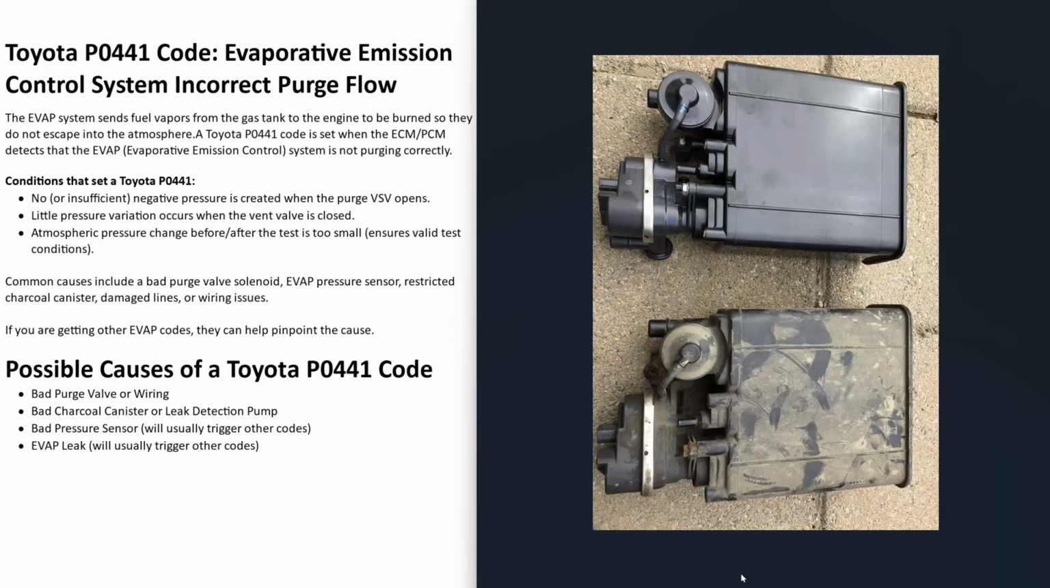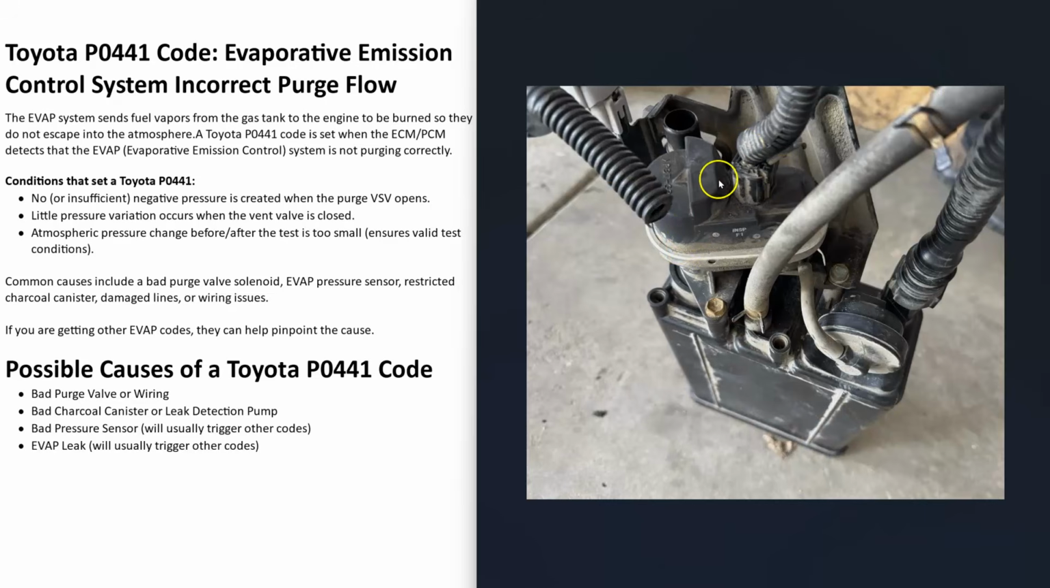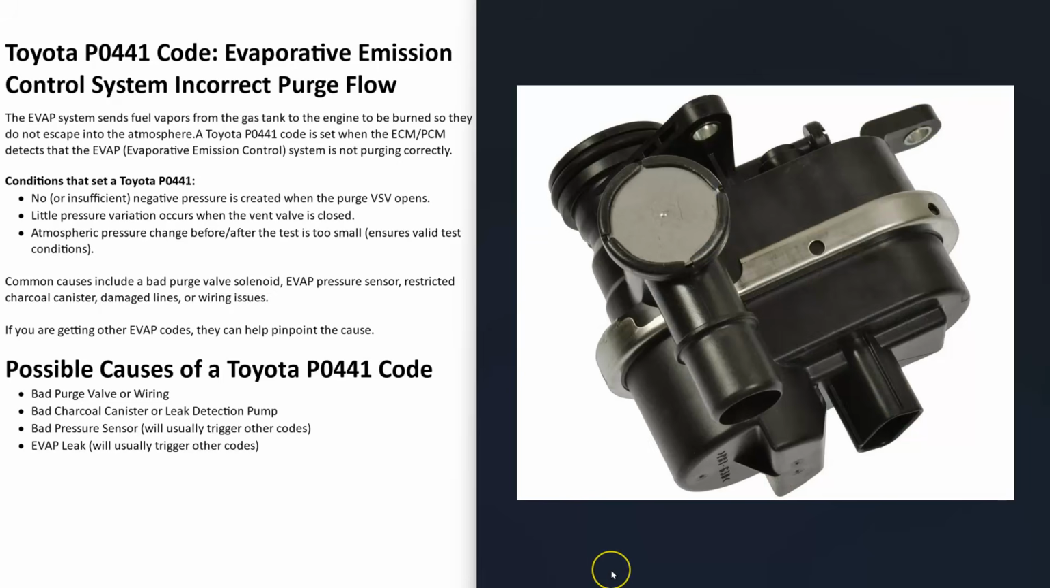But the first thing that's going to cause this is a bad purge valve or the wiring going to it. The next thing that could cause this is a bad charcoal canister or what's called a leak detection pump. If you have an older Toyota from the 90s or early 2000s, you won't have a leak detection pump. But if your Toyota is 2005 and newer, then very likely you are going to have what's called a leak detection pump. If you look at your charcoal canister and you see this thing attached to the back of it, this is what's called a leak detection pump. And what Toyota did is that they built the vent valve and the pressure sensor into this leak detection pump.